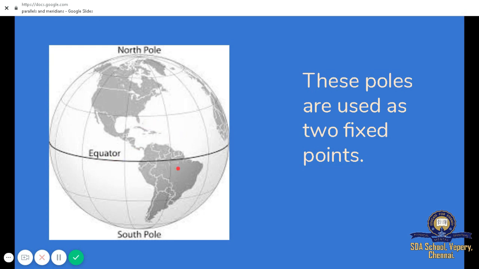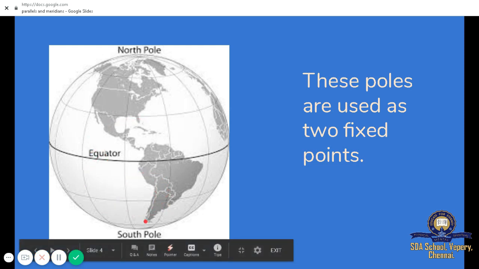The Earth is divided into two equal parts. We all see that a thick line is drawn. It is also an imaginary line, drawn in the center of the Earth. It divides the Earth into two equal parts. The upper part, the north part of the equator, is called the northern hemisphere, and the south part of the equator is called the southern hemisphere.